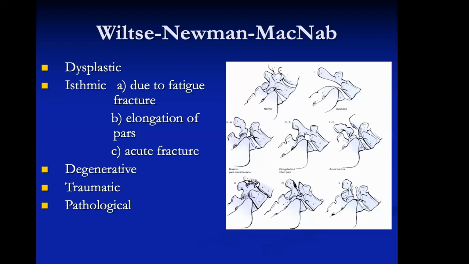So this is more like an enumeration of the various etiologies. It basically classifies spondylolisthesis into dysplastic, isthmic, and again there are three categories under isthmic, then degenerative, traumatic, and pathological. So the last three are fine: degenerative, traumatic, and pathological.